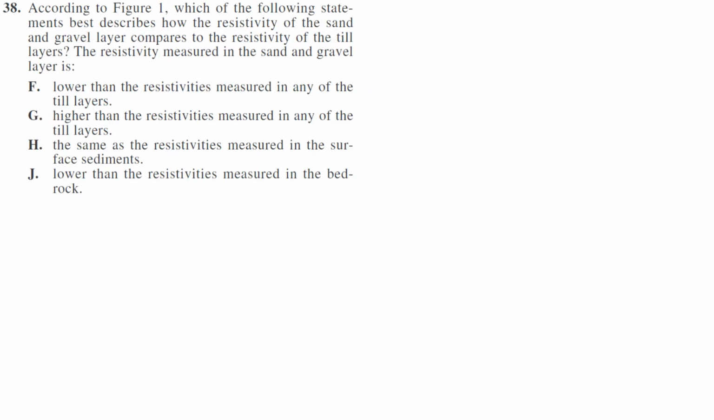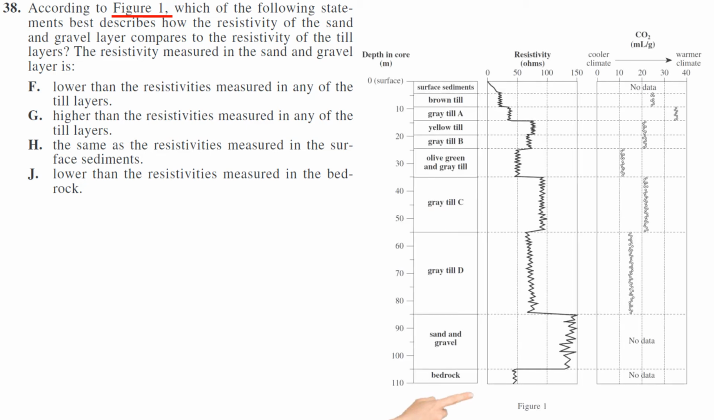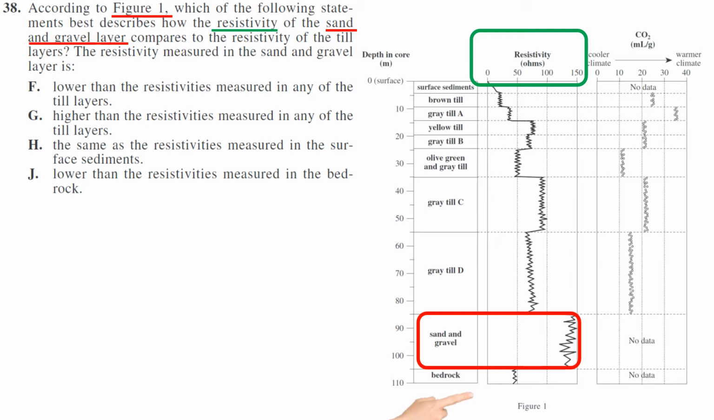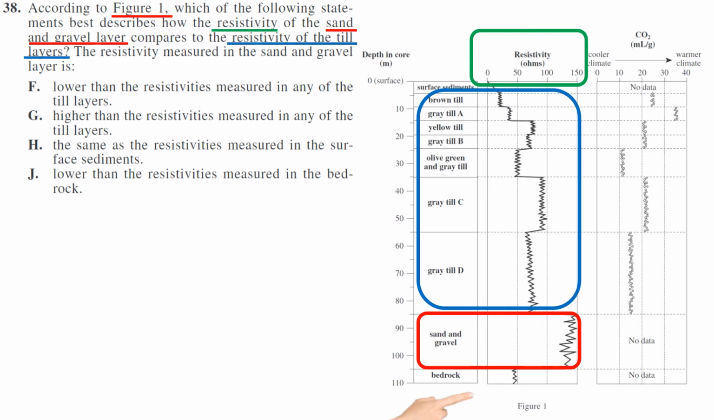Let's break down question 38. According to figure 1, which of the following statements best describes how the resistivity of the sand and gravel layers compares to the till layers? So let's find resistivity first. So this column here of the sand and gravel. So the sand and gravel layer is here. The till layers are here. So we can see that the resistivity of the sand and gravel are much higher than any of the till layers. So the only one that has higher in it is choice G. So there's our answer.